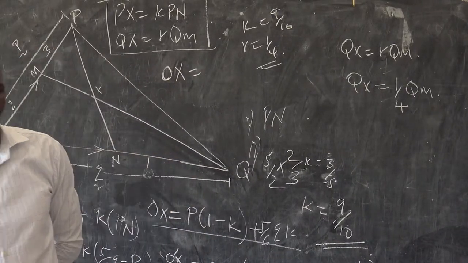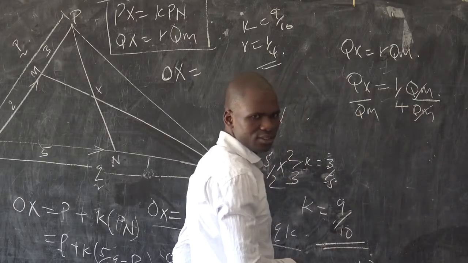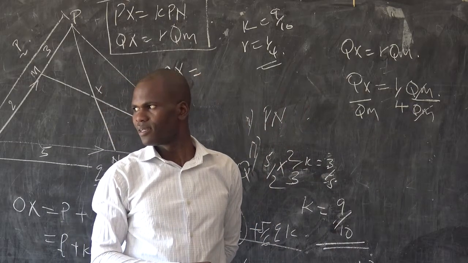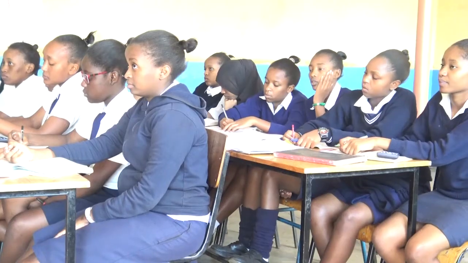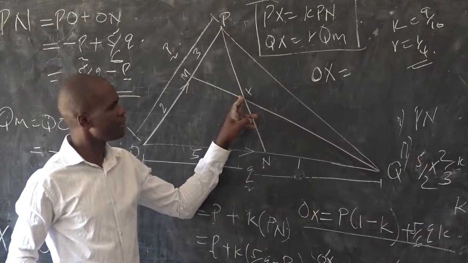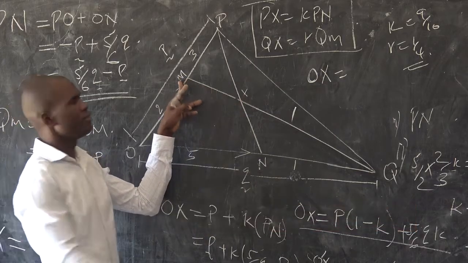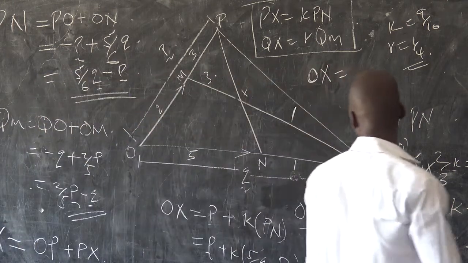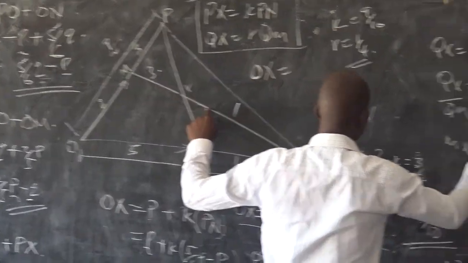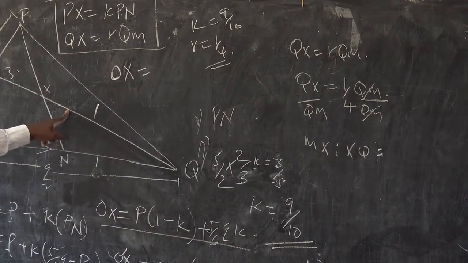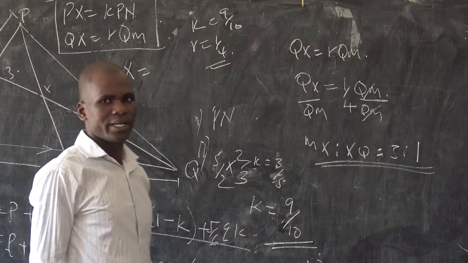We are looking for the ratio. Now we divide QX by QM. So what does this mean? QX equals 1, QM equals 4. If that is what we have, that QX is 1 and QM is 4, what is XM? 3. And therefore MX to XQ equals what? Can you give me the ratio? 3:1. And we are done with that question.